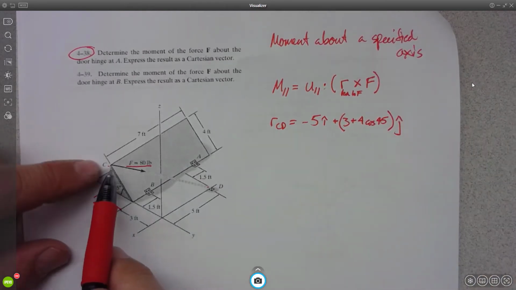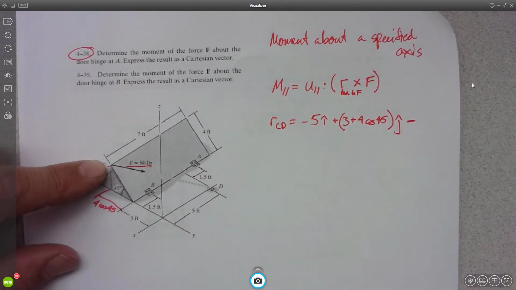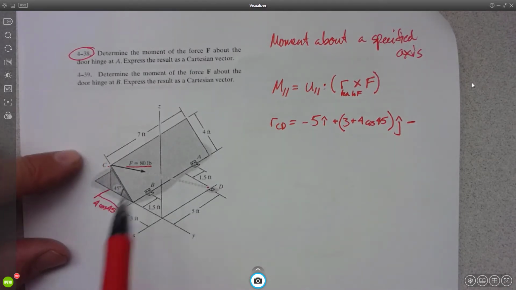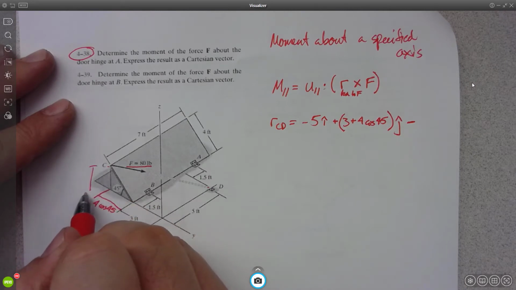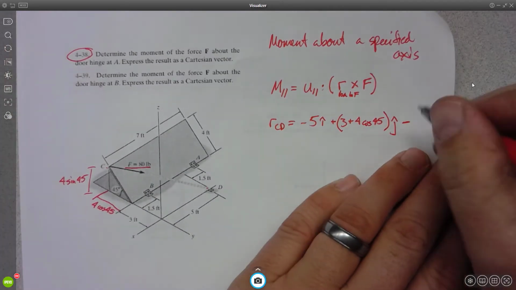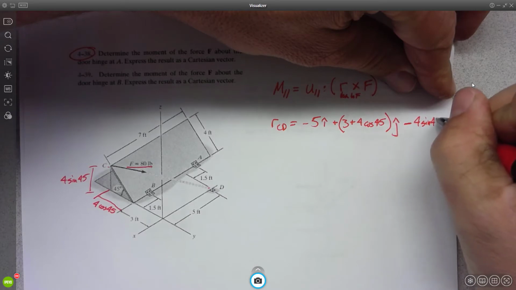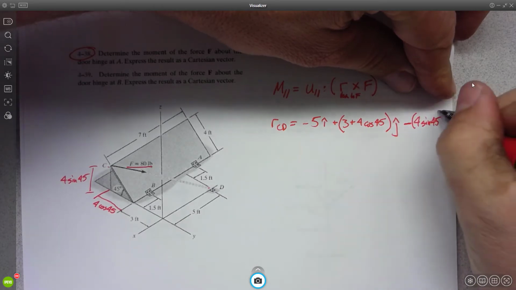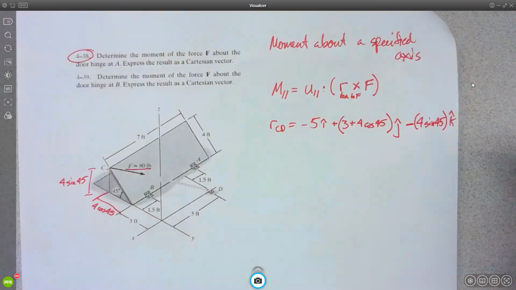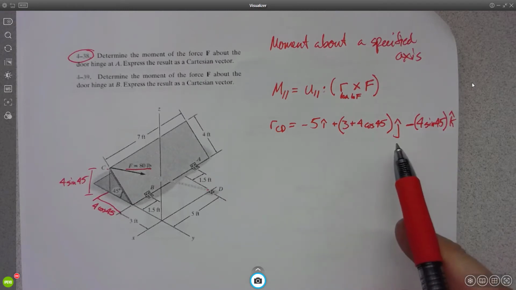And then in the z, we start up at C and we end up down at D, so we're moving downwards. D is on the XY plane, where C is 4 sine 45 above the XY plane. That would be in the k-hat. So, at this point, how would you find the unit vector of that?